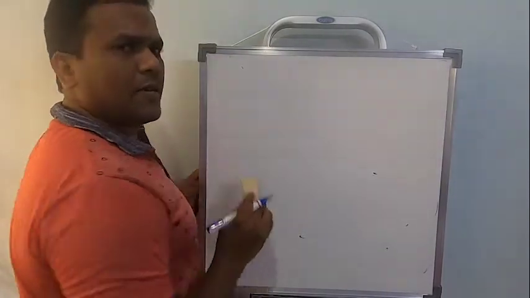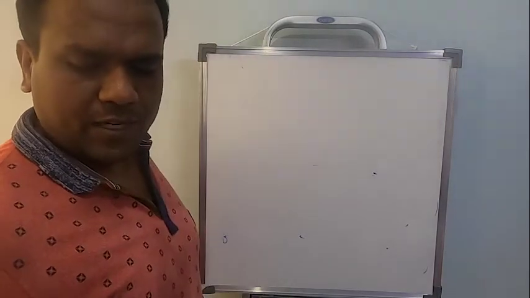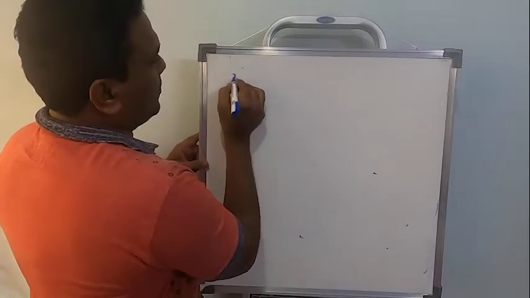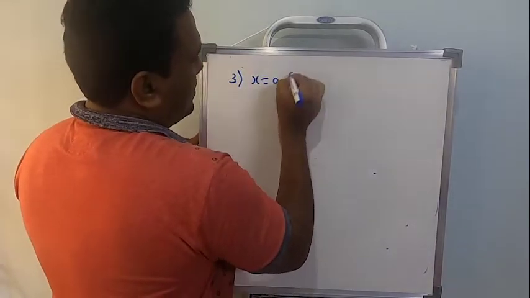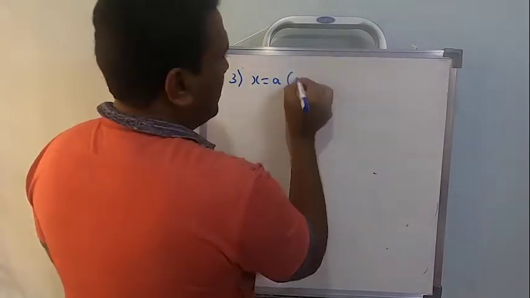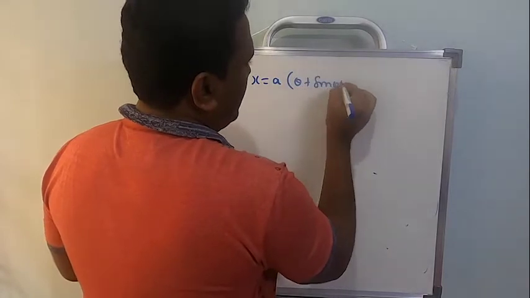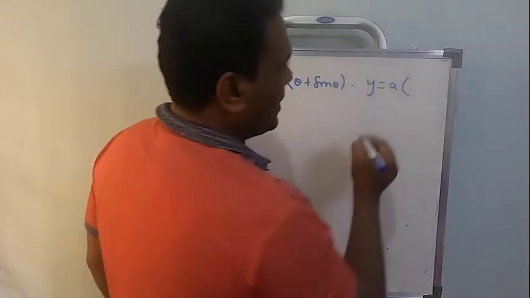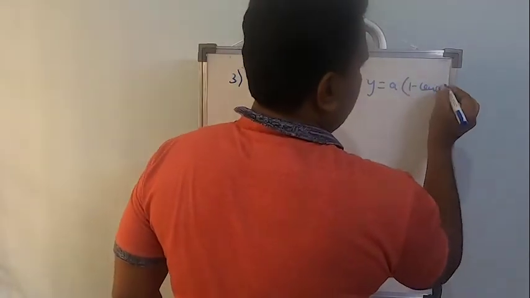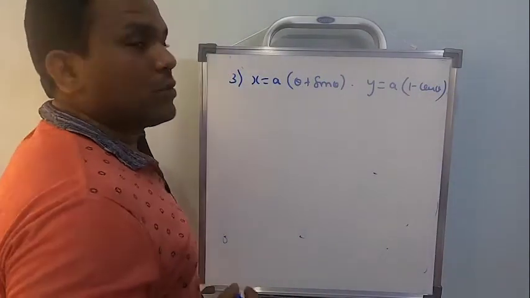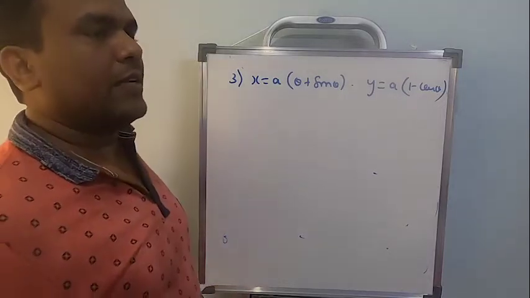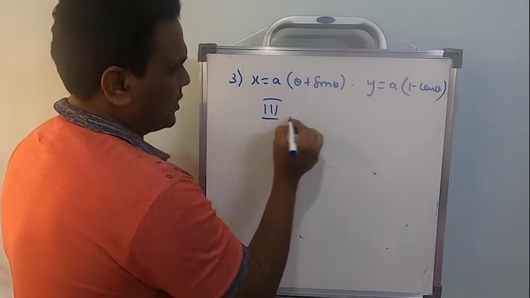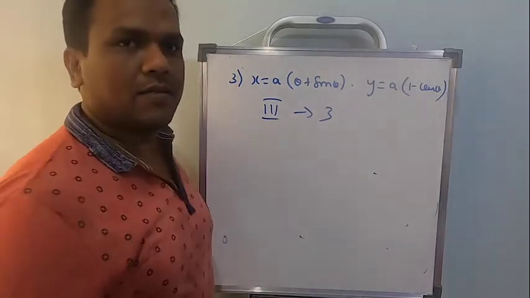So these are the worked examples of the NCERT, and the first main is over, and now let's move to the third problem. In the third problem, x is given as a into theta plus sine theta, and y is given as a into 1 minus cos theta. So now let's go for it, and in your examination, the third main is based on 3 marks.